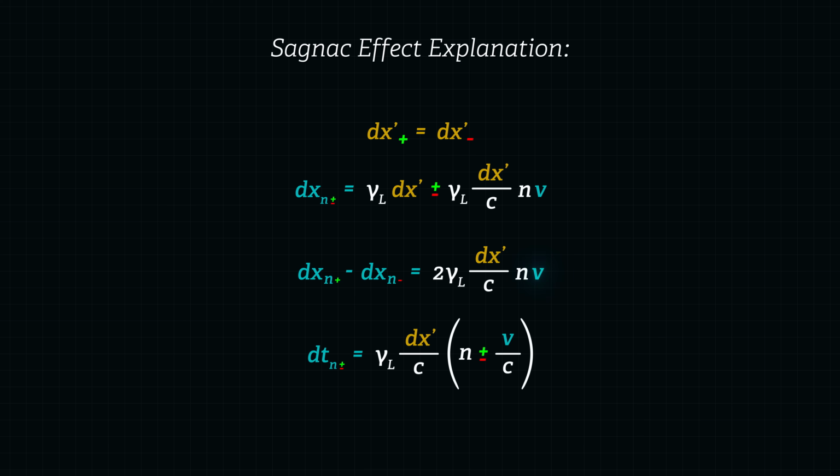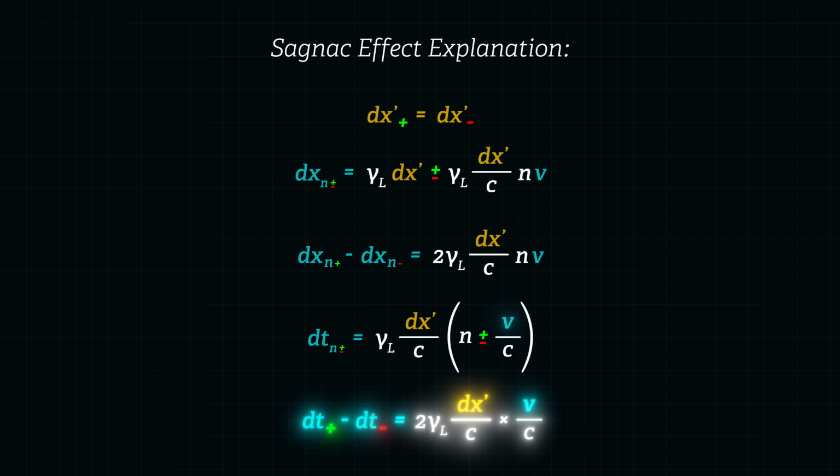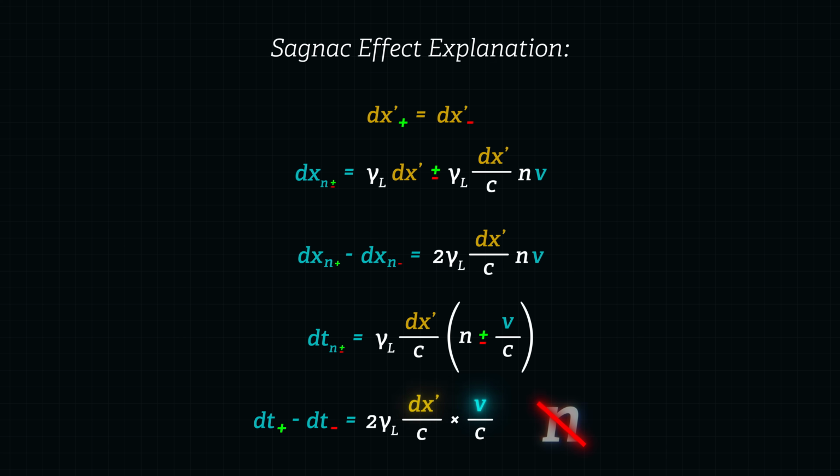In contrast, the stationary frame time for the signal to travel a distance dx prime is a function of the distance dx prime, the refractive index n, and the speed of the moving frame v. However, the difference in the stationary frame time required for the downstream versus upstream signals to travel a distance dx prime will be a function of dx prime and v, but not the refractive index n.